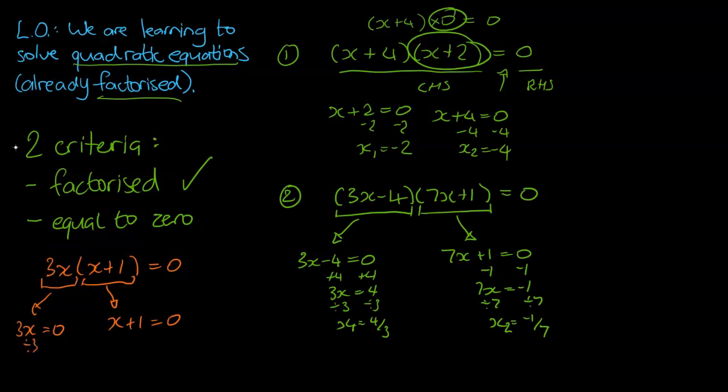So we're then going to divide by 3, divide by 3. So that means the first answer of x will be 0 because 0 divided by 3 is 0. And we're then going to go minus 1, which means the second answer of x will be negative 1.